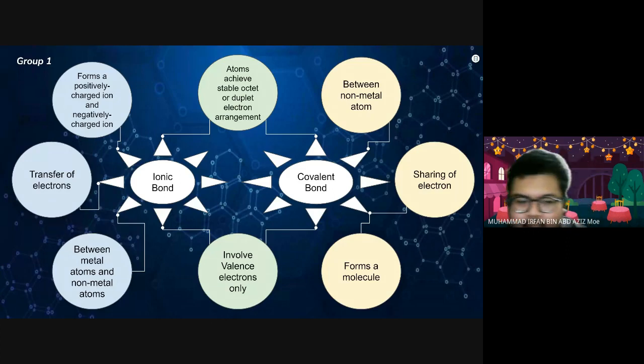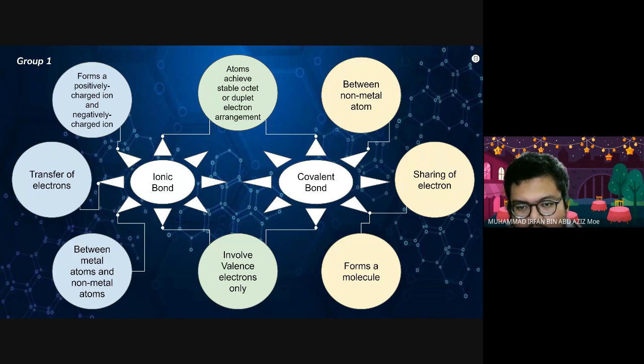Okay, molekul ni actually for covalent bond saja yang akan ada molekul. Both akan produce compound, so kena letak satu lagi lah. Okay, the similarities dia, both will produce a compound. But untuk ionic bond, it will produce ionic compound because the transfer of electron. Untuk covalent compound, it will produce molecular compound ataupun it can produce molecule.